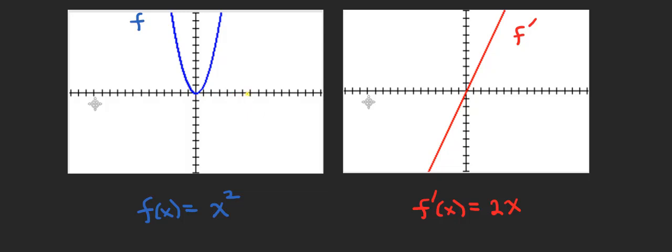What about from 0 to infinity? f is increasing. That means the slope of any tangent line from 0 to infinity will be positive. That's why f prime is above the x-axis from 0 to infinity. We'll look at some more examples.